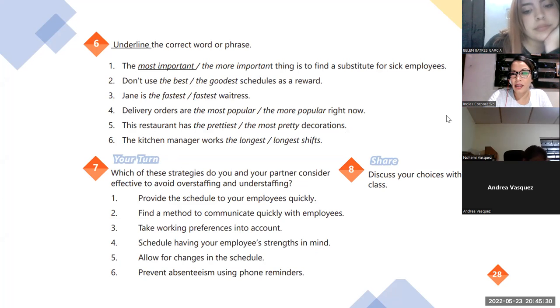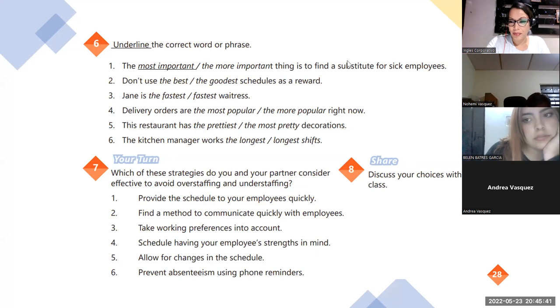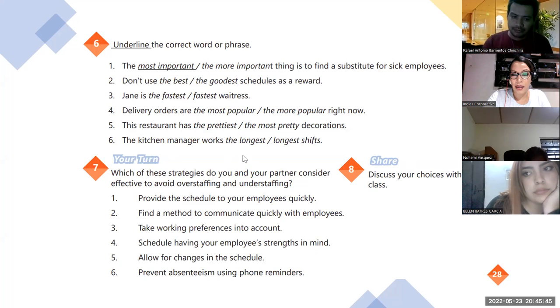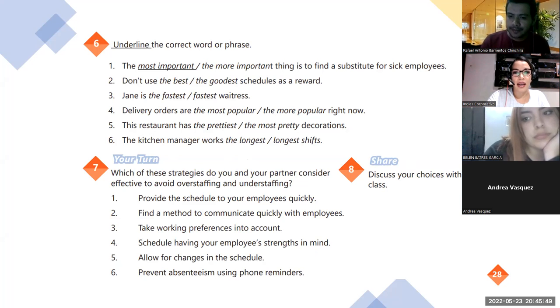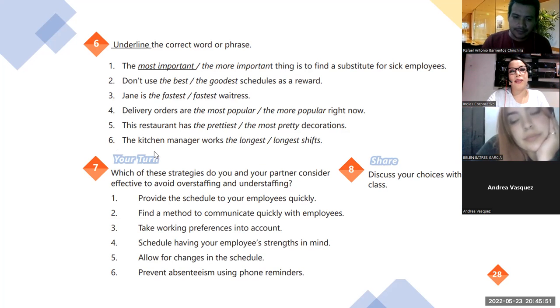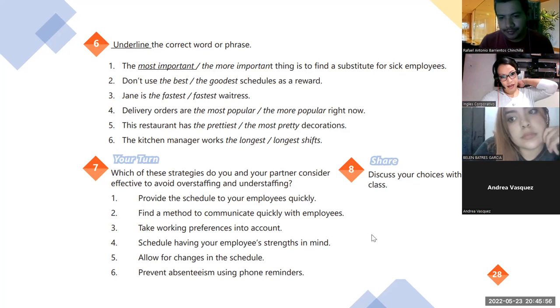And number six, a volunteer for number six. Can we have a volunteer for number six? Rafael? The longest. The longest. Yes, that is correct. The kitchen manager works the longest shifts.